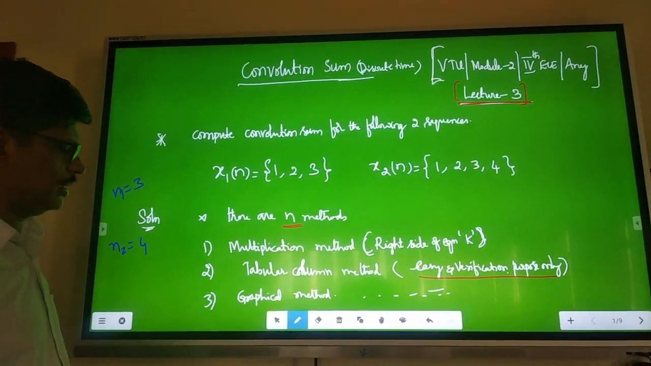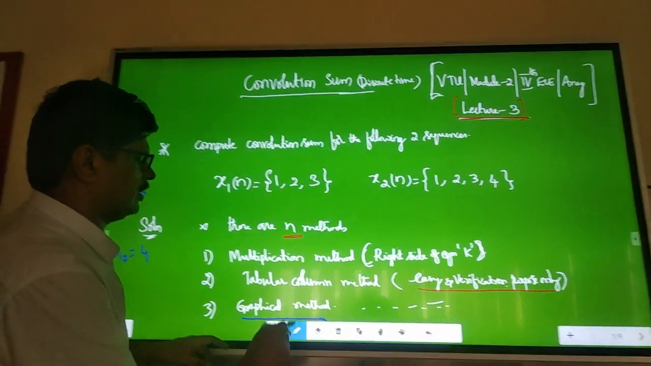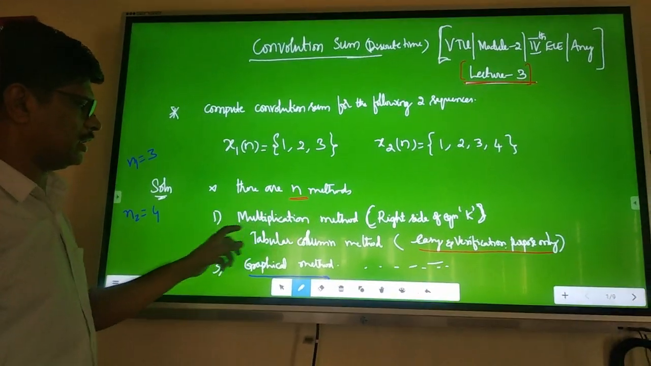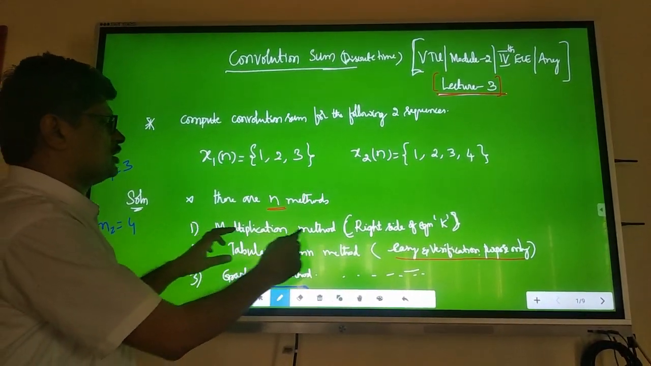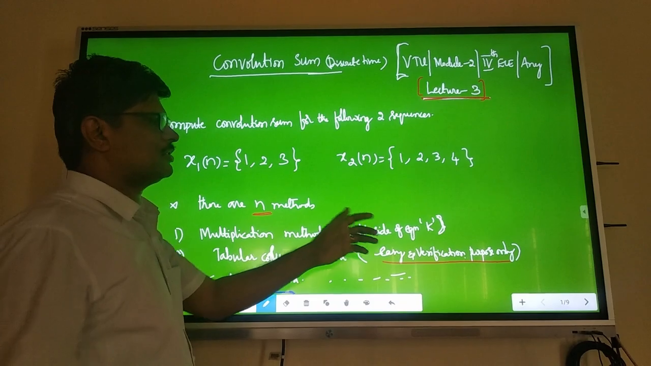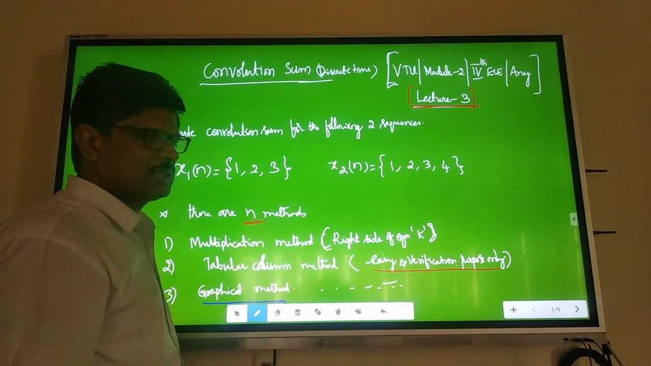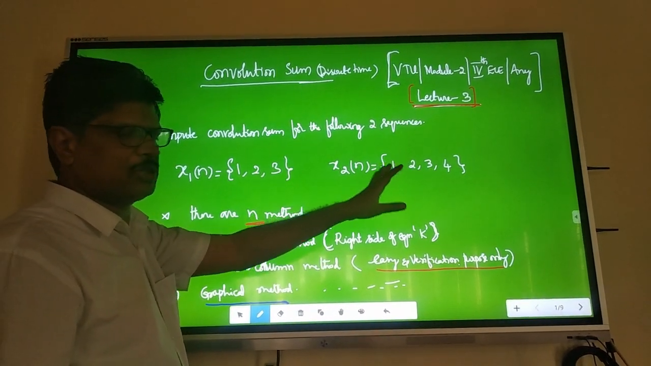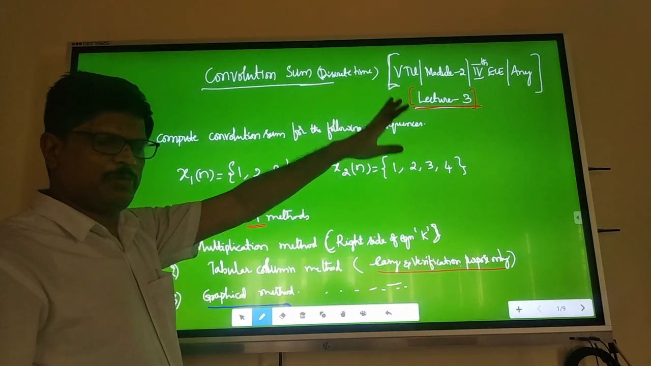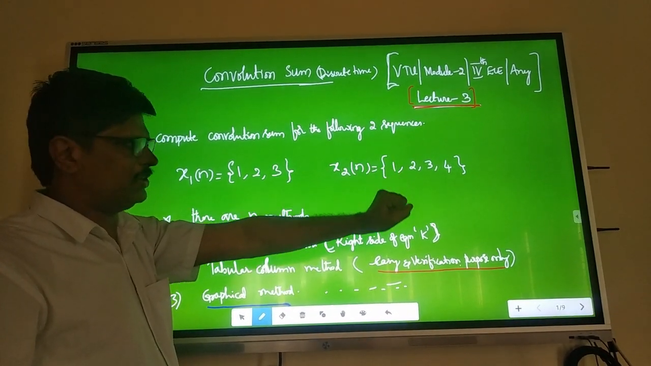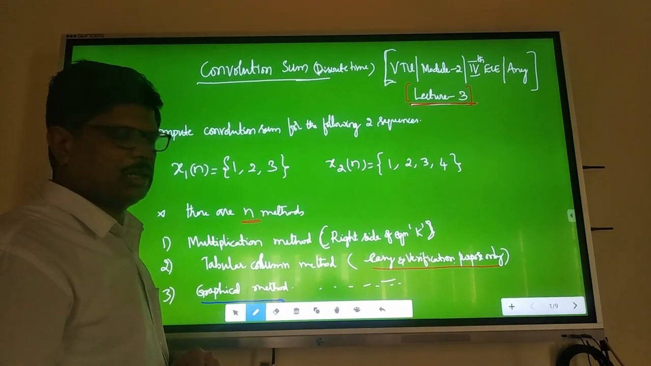Now there are methods to solve this. I told you already we have seen the graphical method. Now there are two other methods we will discuss today. The first is the multiplication method, using the standard equation: Y of n is equal to summation over k from minus infinity to plus infinity of x of k, h of n minus k. Let us use that equation.